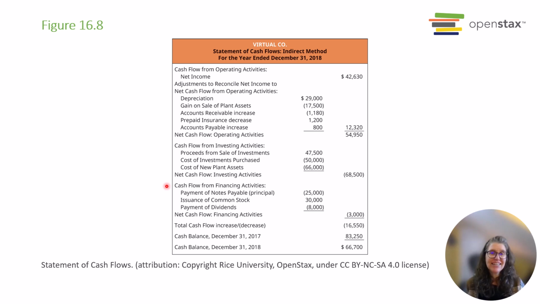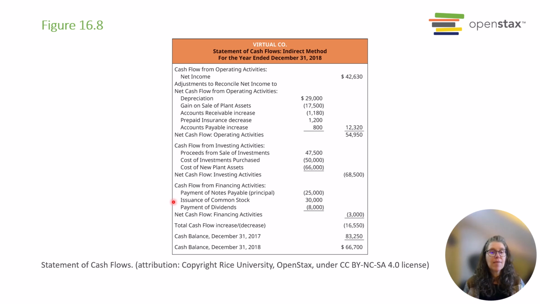The final section is cash flow from financing activities. This comes by looking at our long-term liabilities and our shareholders' equity section of the balance sheet. So we begin with the payment of notes payable. This is another category where we're going to flip. So any increases will be subtracted, decreases will be added. And then you go right to your common stock and your other notes.